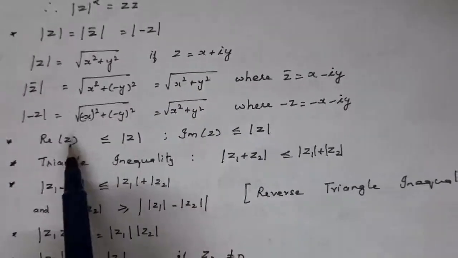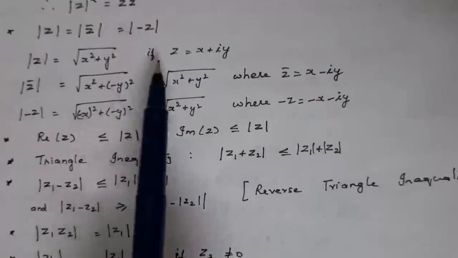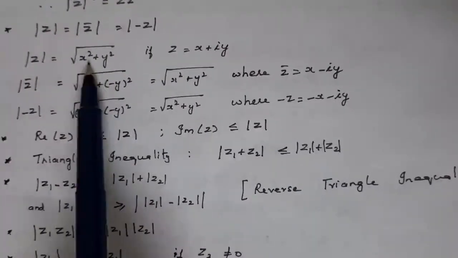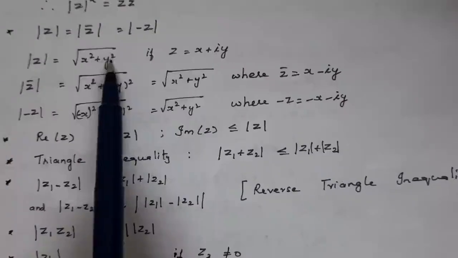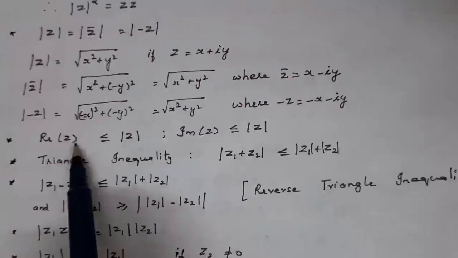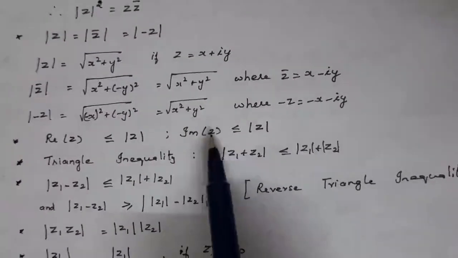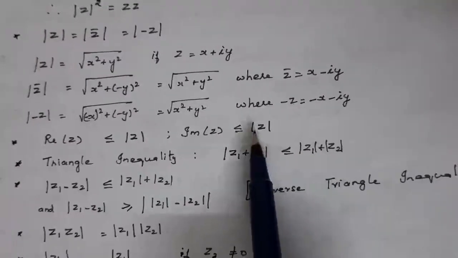So, x is obviously less than or equal to root of x squared plus y squared, because x squared is less than x squared plus y squared, and then taking the square root, obviously it will be less. Similarly, the imaginary part y is also less than or equal to its modulus.